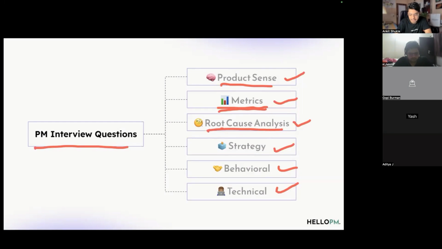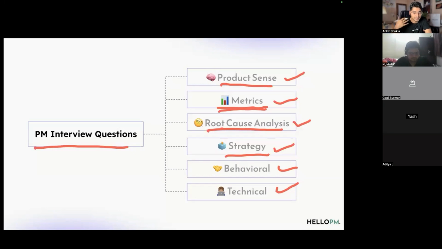Similarly, there are strategy questions. Strategy questions are generally asked at the seniority level, where they are going to ask you questions such as how would you assess whether Google should enter into this particular territory, or whether this company should acquire that company?